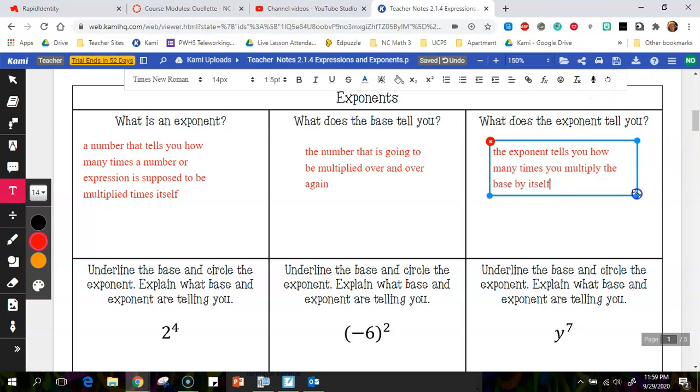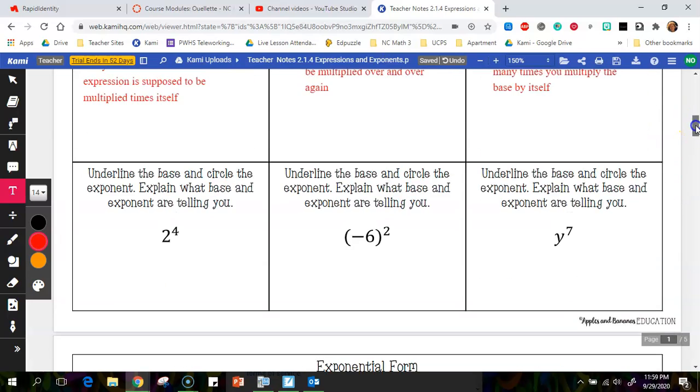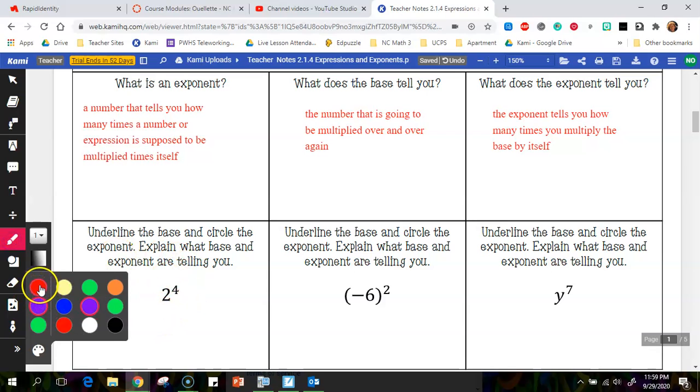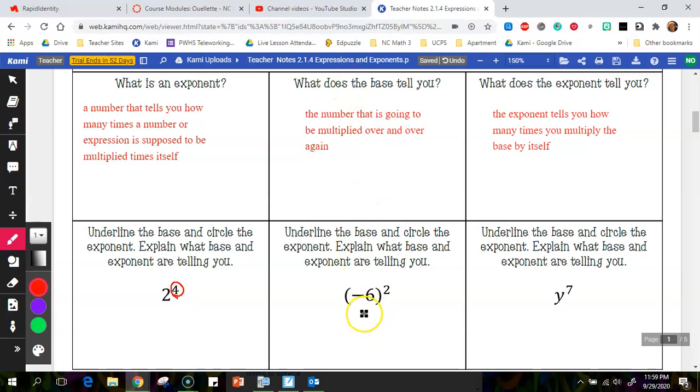All right, so we got our definitions. Let's look at some examples. So the exponent in this little term right here is the 4. So that's what was defined in this part. The base in this.